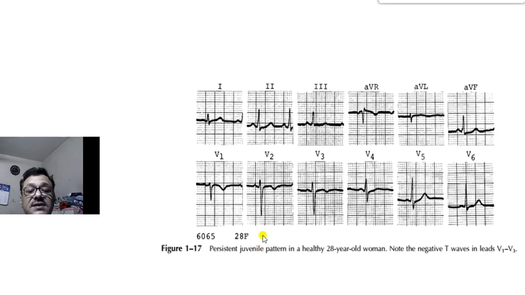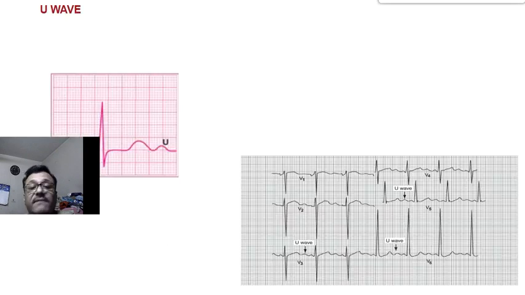Now look at this, the persistent juvenile pattern. If the juvenile T wave pattern is present in an adult, this is called the persistent juvenile T wave pattern. Look at the chest leads V1, V2, and V3. This is the T wave inversion. That's called the persistent juvenile pattern.